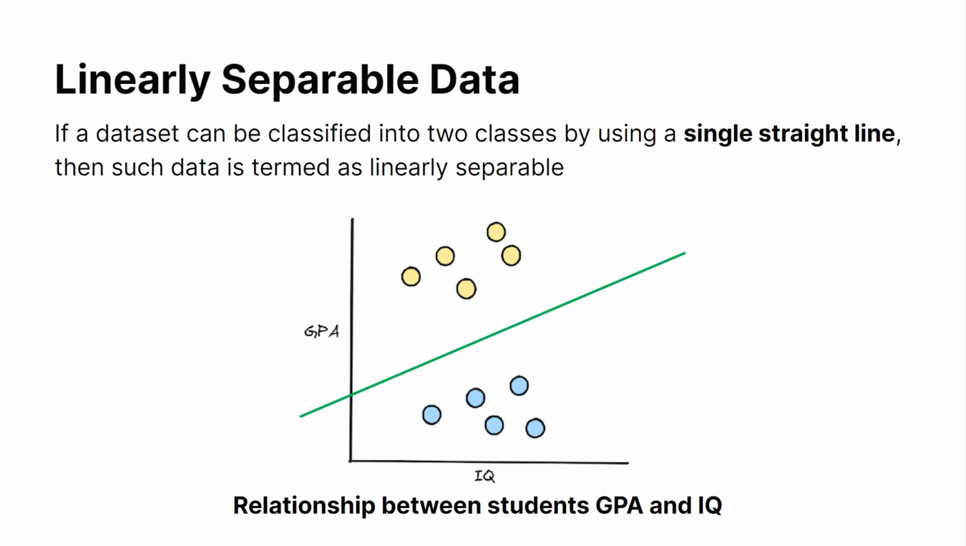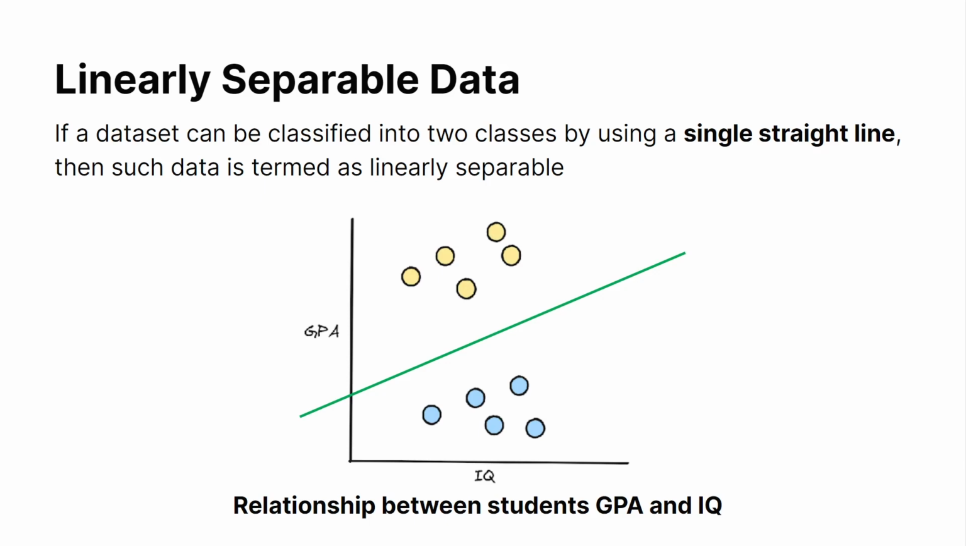Based on this dataset, we have two types of students. The blue ones represent the not so good students, and the yellow ones represent very good students. Is there any way that we can separate the two types of data? We want some kind of algorithm or model that can separate them.